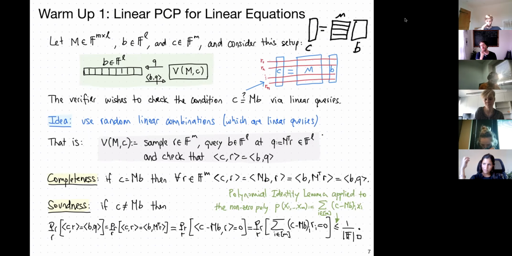Right, but the size of Q is L, right? The size of the query Q is L symbols? Yes, it is. It's the same as the size of B.